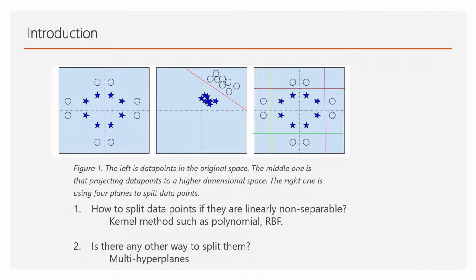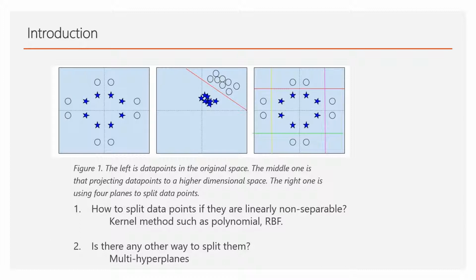In real-world classification problems, we can hardly use a linear method to deal with most datasets, because most of the data points are nonlinearly separable. The left figure is an example. We can't use just one hyperplane to split these two classes, blue stars and transparent circles.